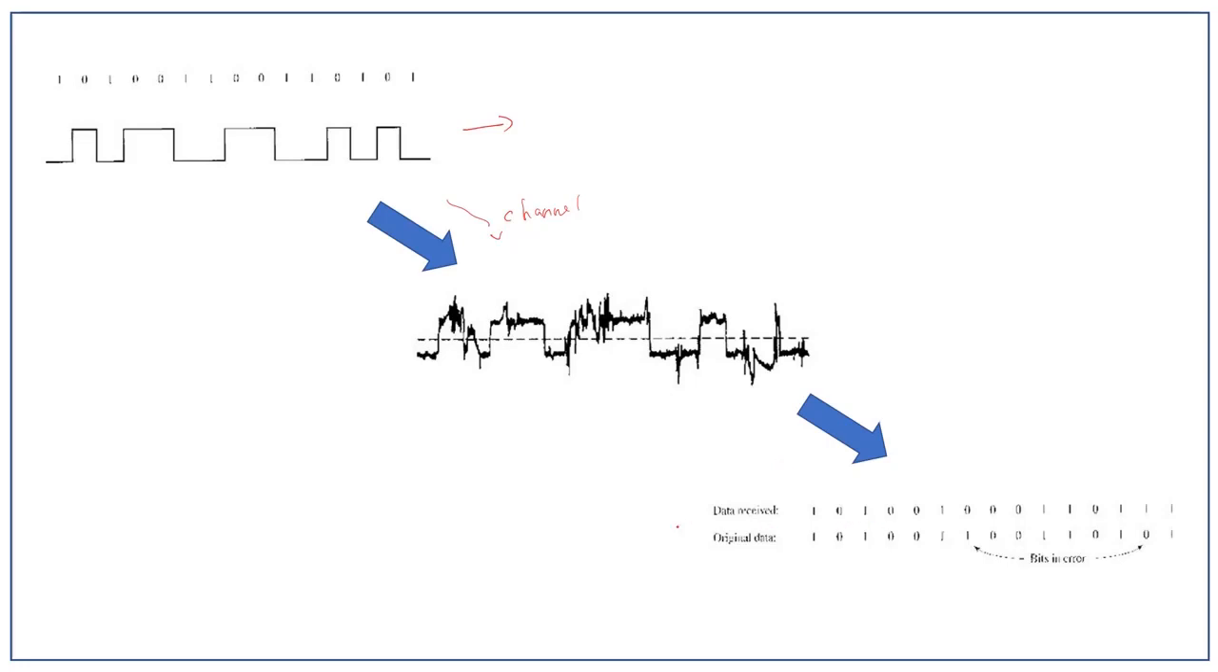As you can see, the data received here and the original data differ in only 1 or 2 bits, that is, 1 or 2 pulses, and all the rest is faithfully reproduced. So the error rate in digital communication is very low, and we have very high fidelity for the messages which are regenerated.